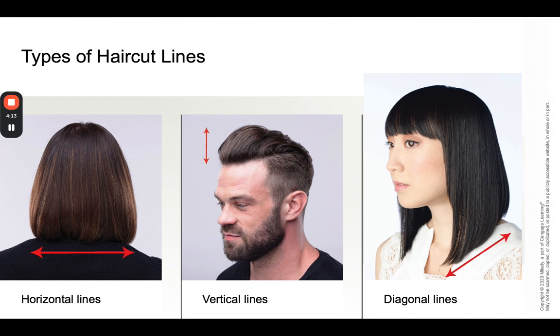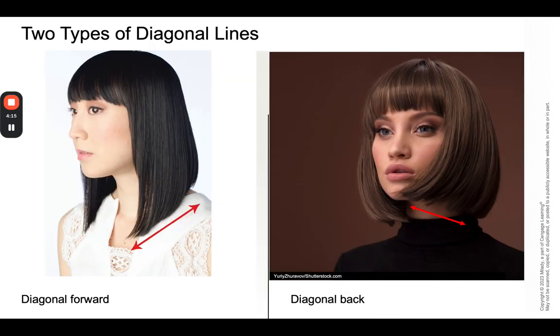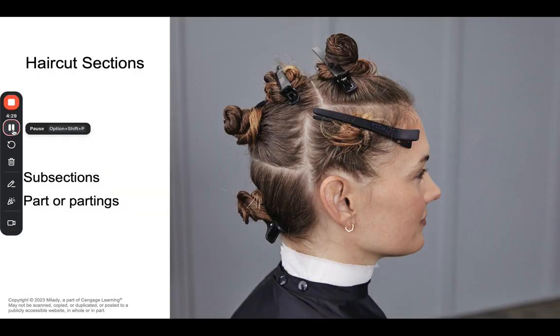There are 2 types of diagonal lines. You have diagonal forward as well as diagonal backwards. Diagonal forward creates movement towards the face, as you can see in the photo, and diagonal backwards creates movement away from the face.